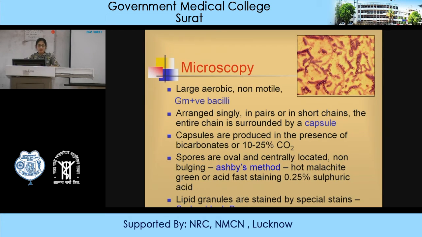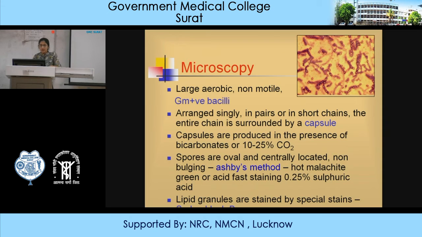They arrange singly, in pairs or in short chains, and the entire chain is surrounded by a capsule. You can see this capsule very well in special staining techniques. I will show you in a picture. The capsule is produced in the presence of bicarbonate or 10 to 25% CO2. So if we grow this bacilli in special conditions like the presence of CO2, you can see this capsule directly from the culture smear. The spores are oval and centrally located, non-bulging.